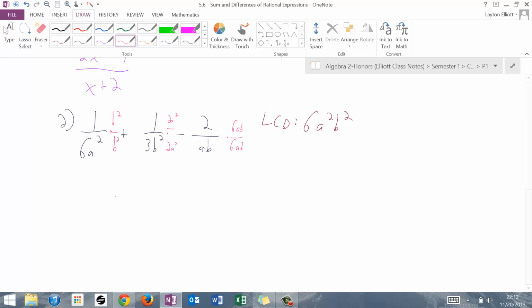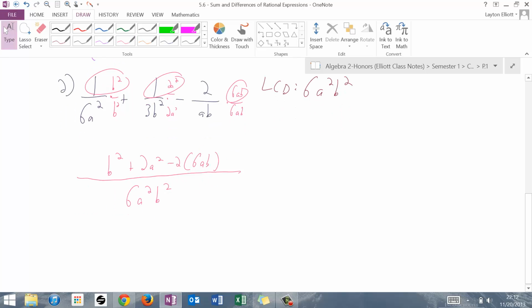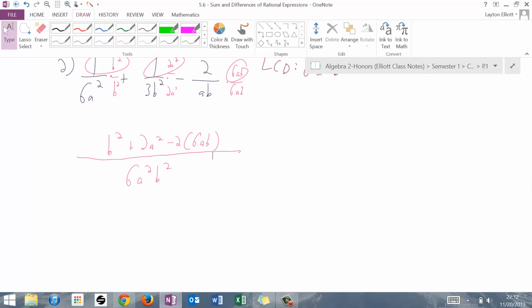So instead of writing 3 fractions, I'm just going to write one fraction with one denominator of 6a squared b squared, but I'm going to change all the numerators. The first one would be the b squared, the second one would be the 2a squared, and the third one would be the negative 2 times the 6ab. Then once again I'm going to simplify that numerator, so I get b squared plus 2a squared minus 12ab over 6a squared b squared.